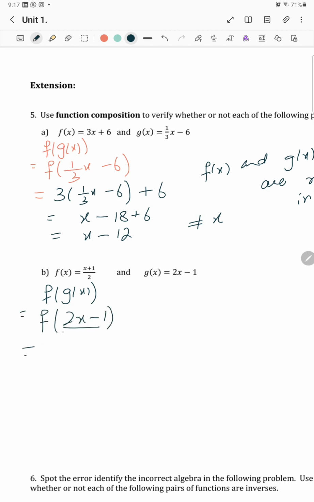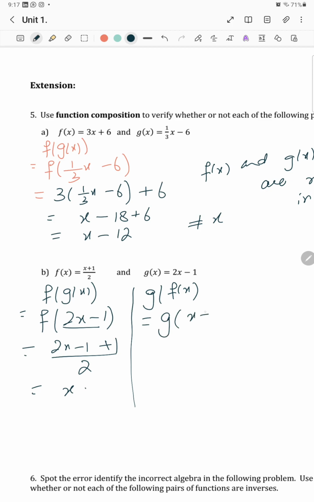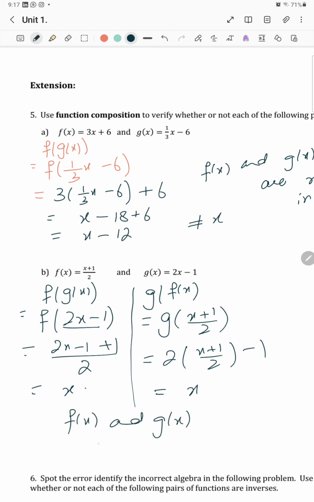This is x now. So x plus 1. This is x now. So g of x is 2 x minus 1. So f of x and g of x are inverses.